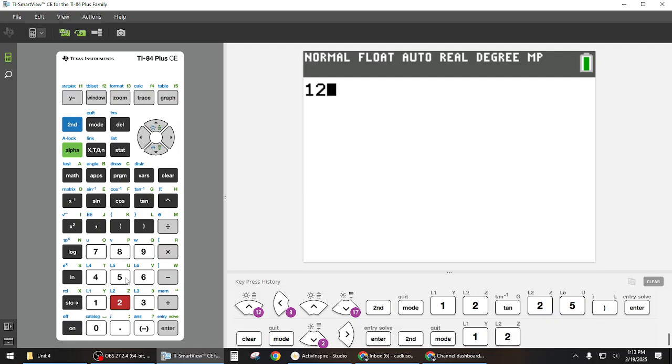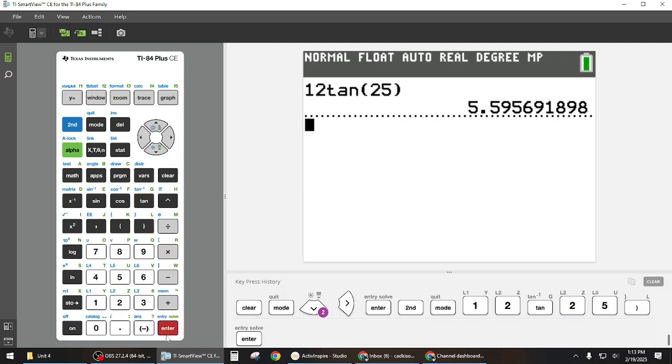Alright, 12 tangent of 25. There we go, that makes more sense. We can't have a negative side like that. So each time, if I try to click the 12 button and then click tangent, it just automatically takes the tangent. So you're going to have to do tangent of 25.